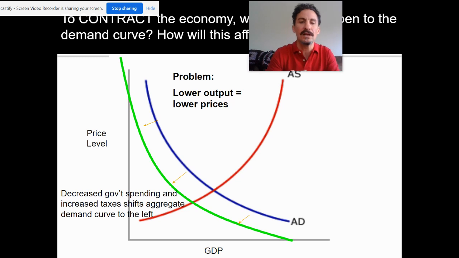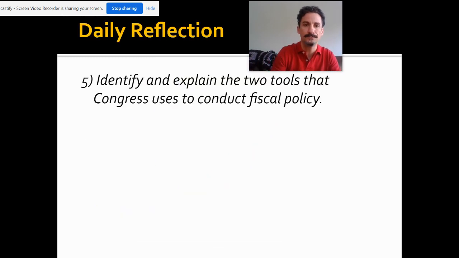All right. So that creates lower output, not as much stuff being created, less jobs, lower prices. The economy should slow down. Okay. So let's reflect right now. Quiz question. 2 tools that the Congress uses to conduct fiscal policy. Fiscal policy. Congress can do 2 things. What are those 2 things?